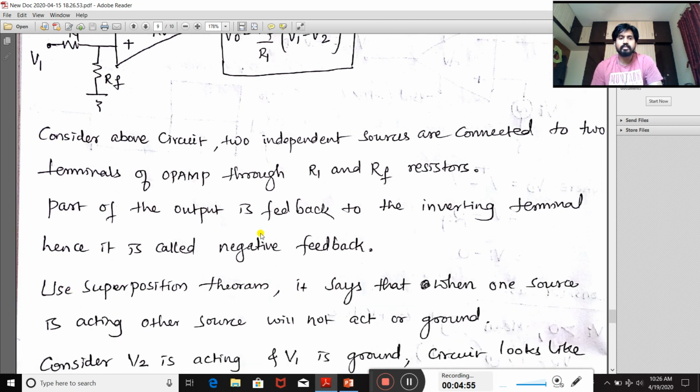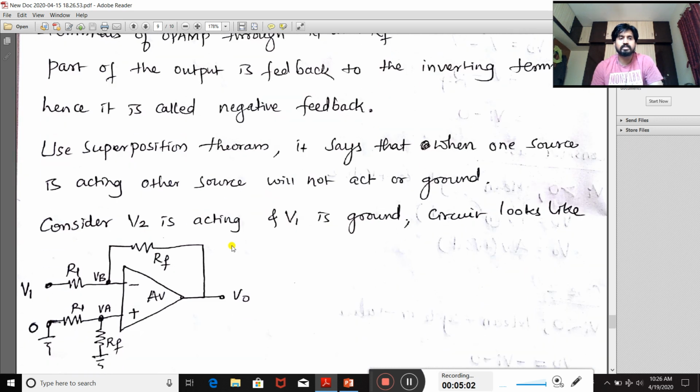Now the explanation written here is the same as what I have explained right now. Consider V1 and V2 both are independent voltage sources, and using the superposition theorem, when one source is acting, the other source will not act, or it has to be grounded or shorted. If it is a voltage source you have to short it, if it is a current source we have to make it open circuit. Now consider the first case, V2 is not acting and V1 is acting.